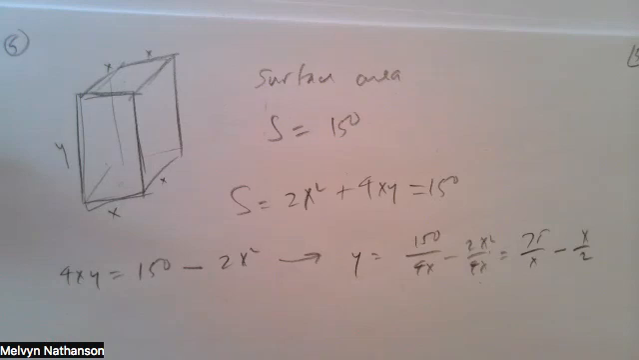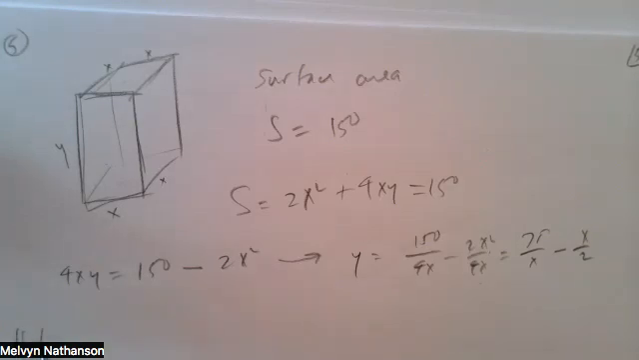So there's this relation. If the surface area of a rectangular box with a square base is 150, then the height y is always this function of x. And what we want to do is to maximize the volume subject to this constraint on the surface area.